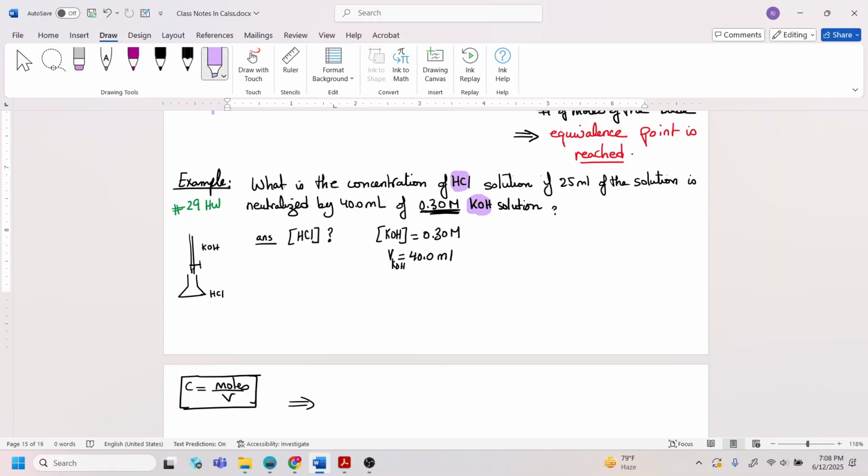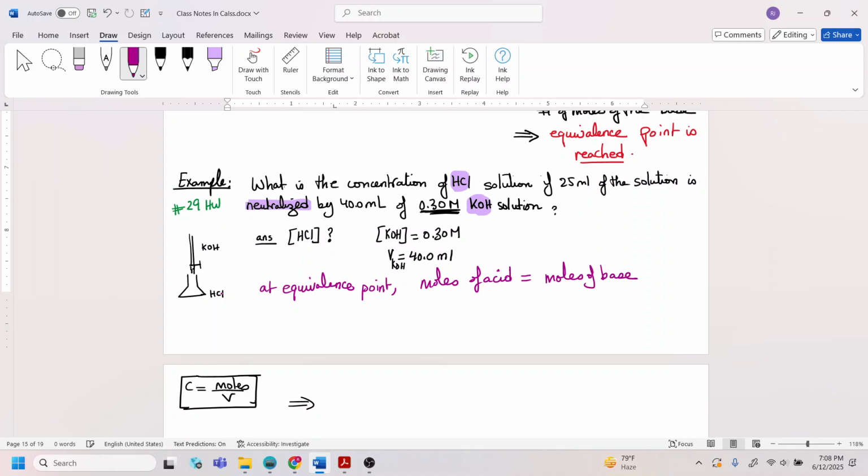Now, because it is a neutralization reaction, this is what you need to write down. So you say at equivalence, because they're telling you it's a neutralization reaction. So if it's a neutralization reaction, then you reached equivalence and you reached moles of the base are equal to the moles of the acid. So at equivalence point, moles of the acid, they are equal to the moles of the base.